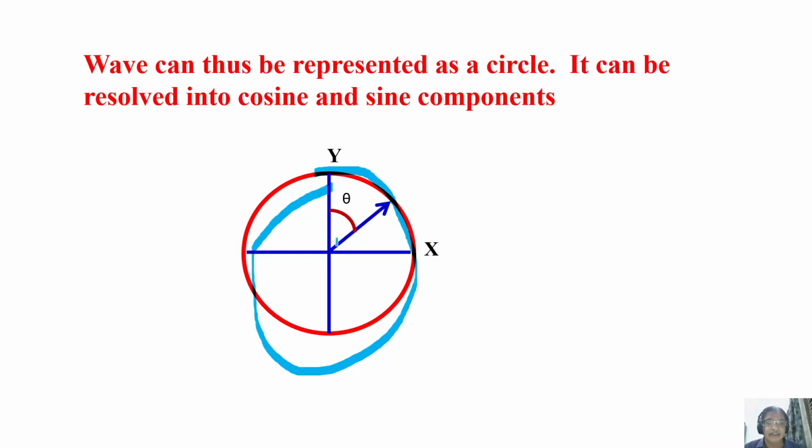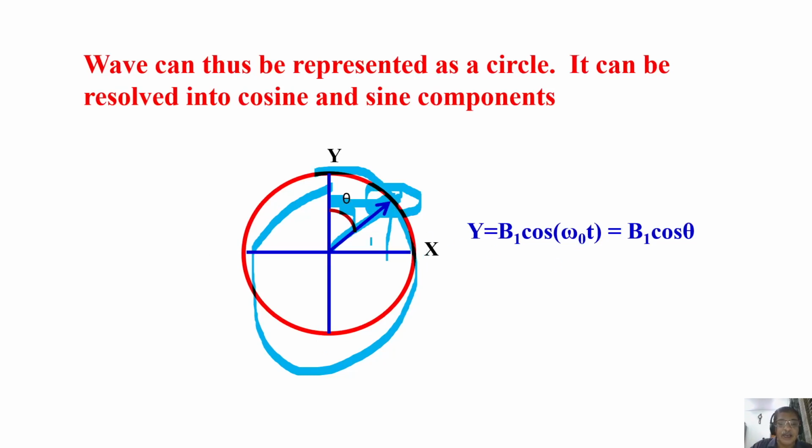Let us say at any given instant of time, we are looking at this point. I know this angle theta. Then I can resolve this into two components, x and y. This is the cosine component, this is the sine component. I can resolve it. So this amplitude is maximum here, at y component 0, 0, maximum. Like this, you can work out what happens as a function of theta. We have written the same wave equation in terms of amplitude and frequency as B1 cos theta, let us say.